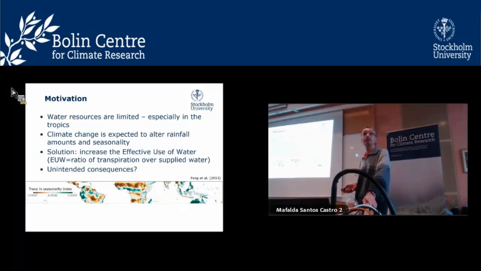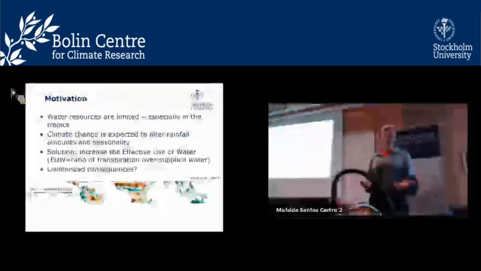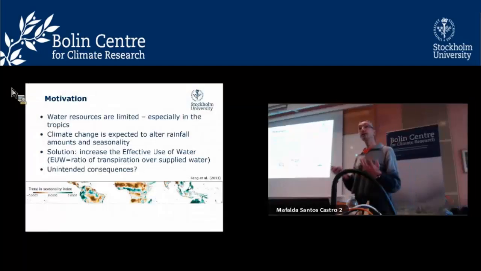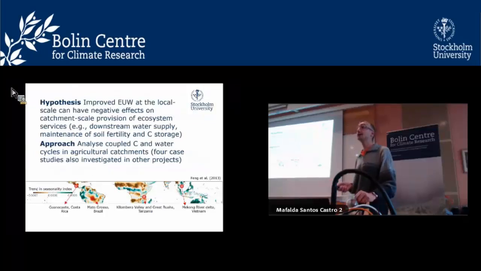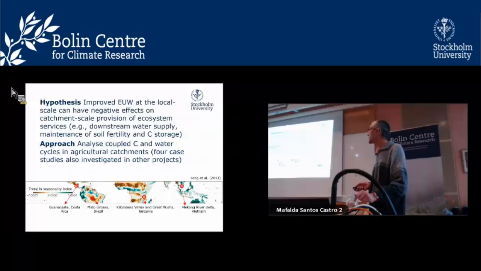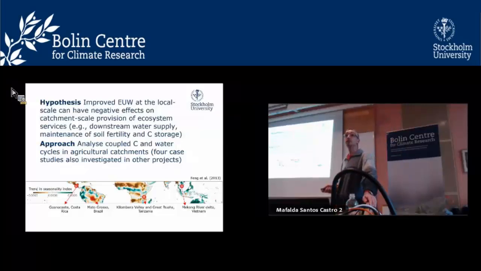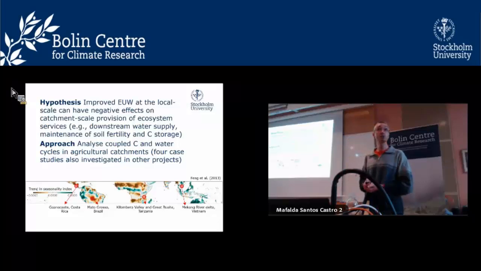So to face this challenge of decreased water availability, various water management solutions have been proposed, and they all aim to somehow increase the efficiency or the effectiveness of water use, especially in agricultural systems. But we argue that these approaches can actually have unintended consequences, in particular in the provision of ecosystem services downstream and locally. So our approach with this project is to study the coupled carbon and water cycles in tropical areas with the focus on agricultural regions.